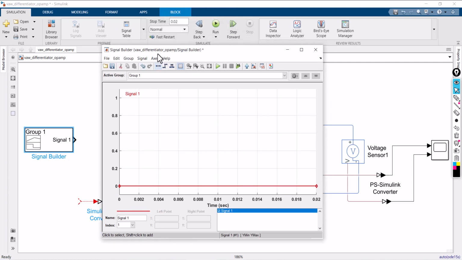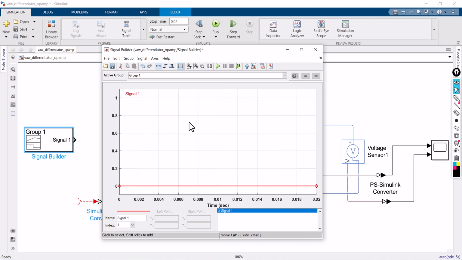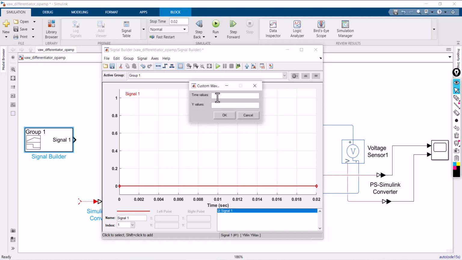Okay, now go to signal, go to signals, go to new, go to customize signal. There you can feed your inputs. So make sure that the time values and y values are equal. If it is not equal, definitely it throws you error. Okay, I'm starting with 0. You can take these as your reference value.